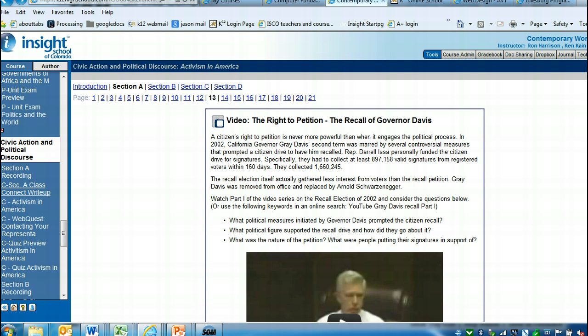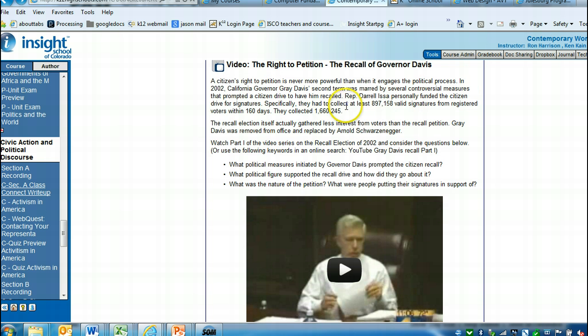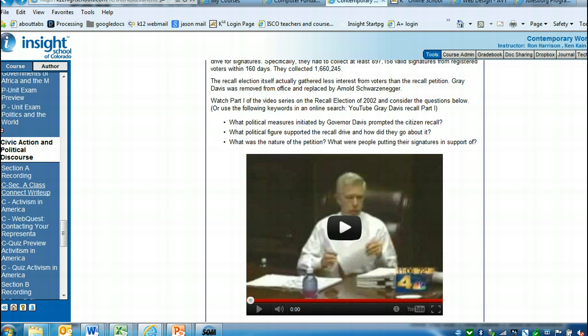So California actually recalled Governor Gray Davis. So you can read about this and what the people were trying to do. Look at this, they had 897,000 signatures. They collected twice that many to get him out because he passed some laws people didn't like and different things like that. So watch the video, and then you're going to answer these two questions in the Class Connect write-up.